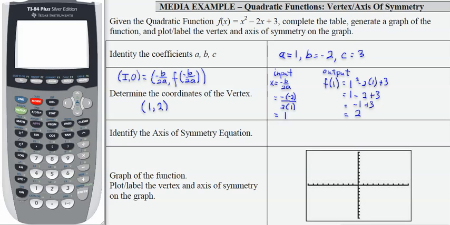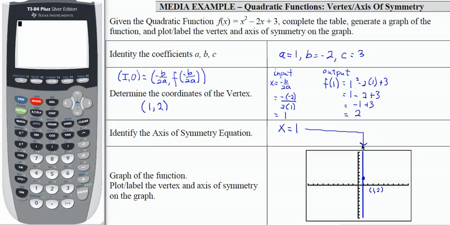I'm going to go ahead and graph my vertex on this graph here. 1, 2 is right there. And I'm going to label that as 1, 2. To find the axis of symmetry equation, I want to find the equation of the line that goes right through the vertex. That's going to be that line right there. And the equation of the line that goes right through the vertex is an x equals equation, and it's x equals the x coordinate of the vertex. Always, always, always. So x equals 1 is the equation of that line, which is our axis of symmetry.